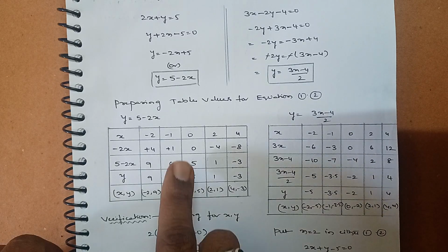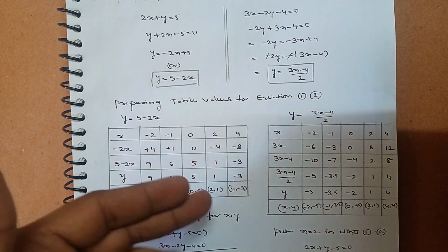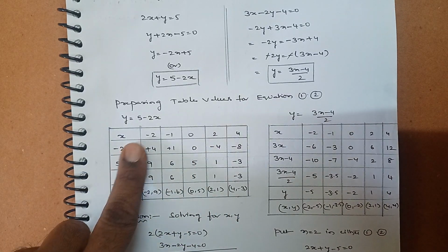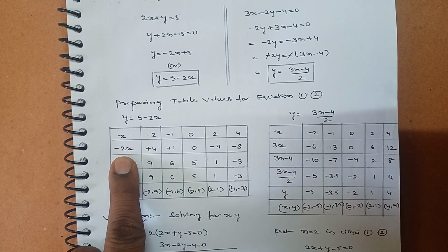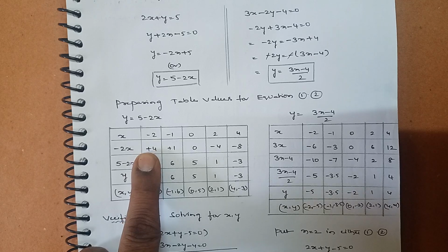So I took 0, minus 1, minus 2, 2, 4. You can take 1 or 2 also, it's up to you. So what is the next one? Minus 2x, minus 2x. So in place of x replaced by minus 2, we get plus 4.